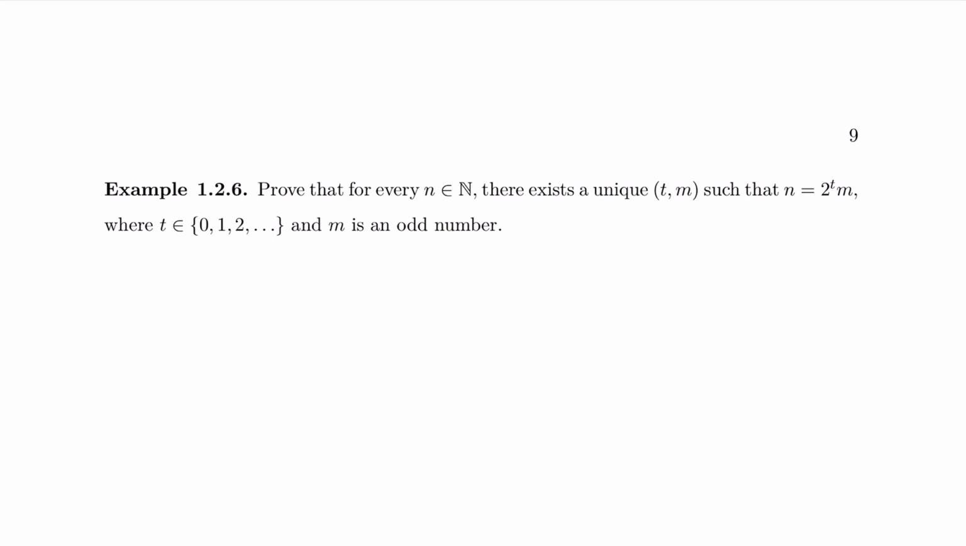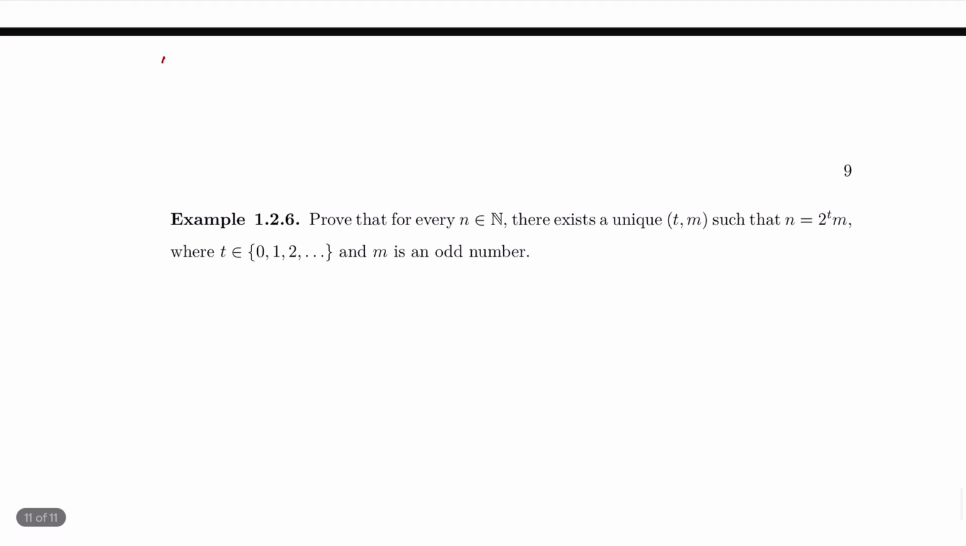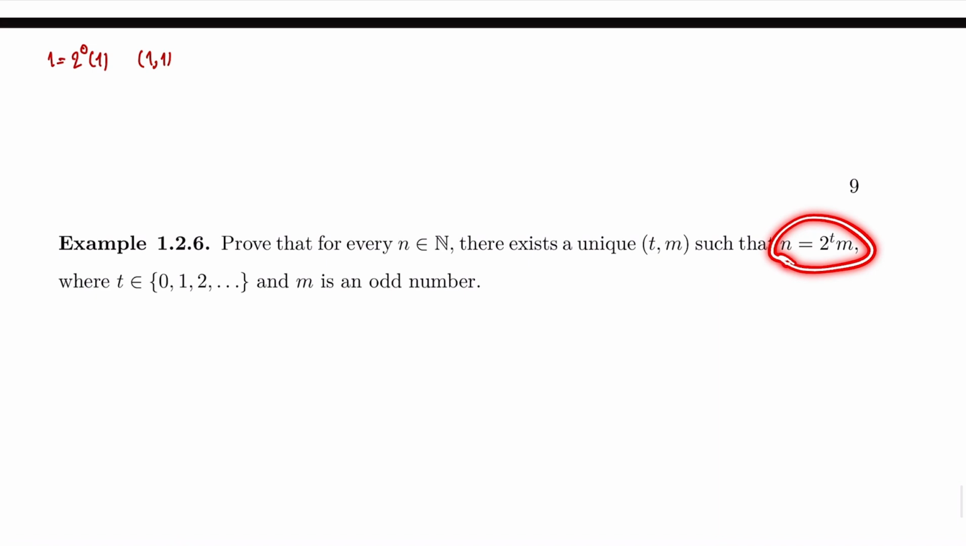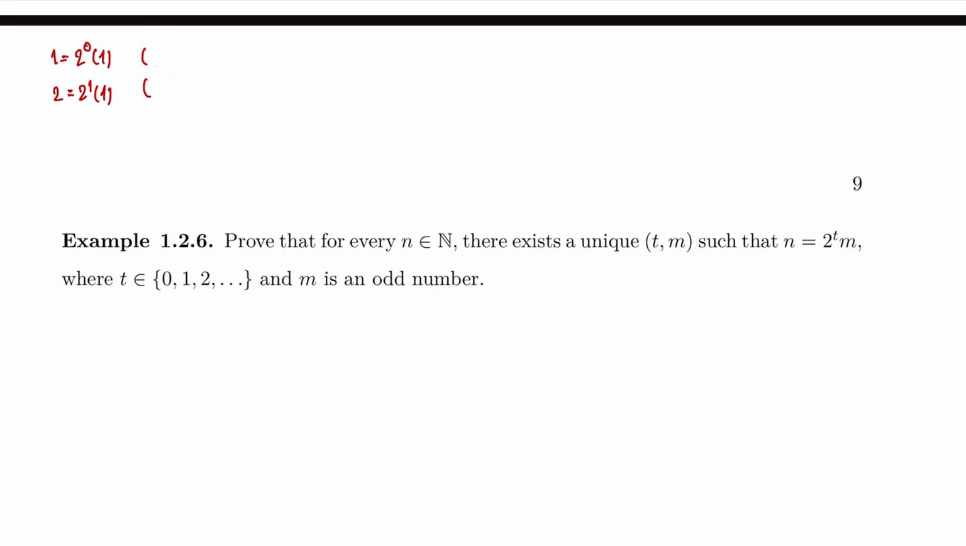So what is this? You might start by plugging in numbers. You might start with 1. So you have 2 to the 0 times 1, which means you could have the ordered pair (0, 1). So 1 can be in this form: 2 to the 0 times 1. If you have the number 2, you're going to have 2 to the 1 times 1, so the ordered pair is (1, 1).